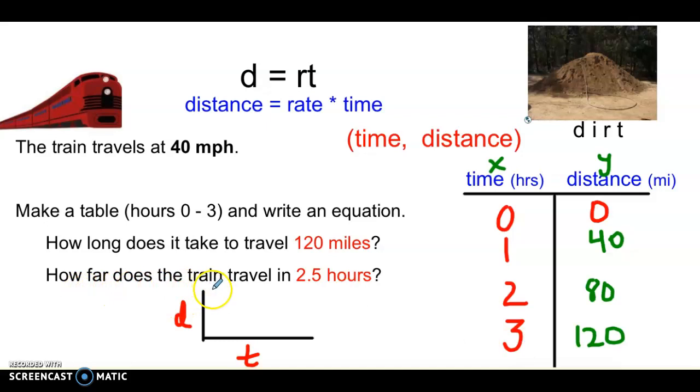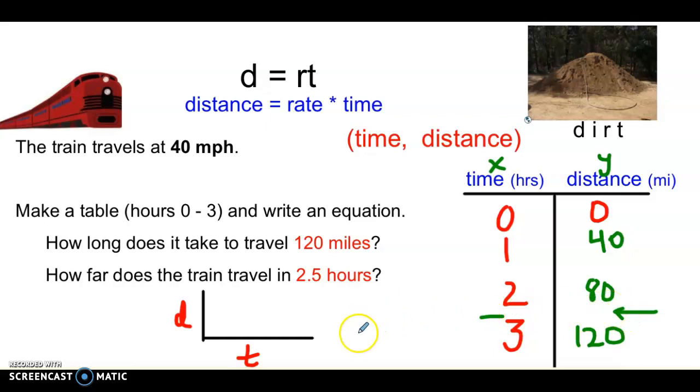How far does the train travel in 2.5 hours? Well, where's 2.5 here? It'd be right in the middle. So right in the middle here of 80 and 120 is 100. So in 2.5 hours, we travel 100 miles.